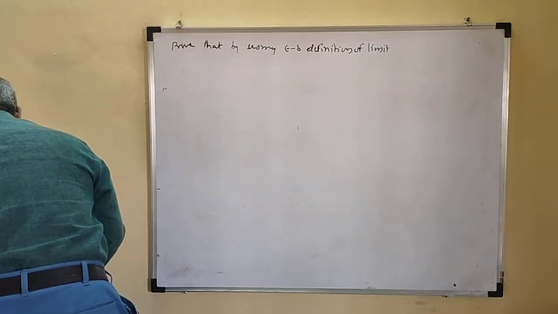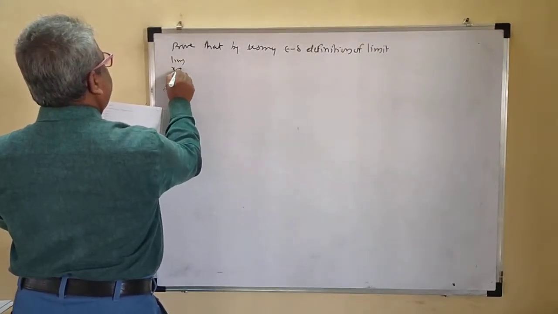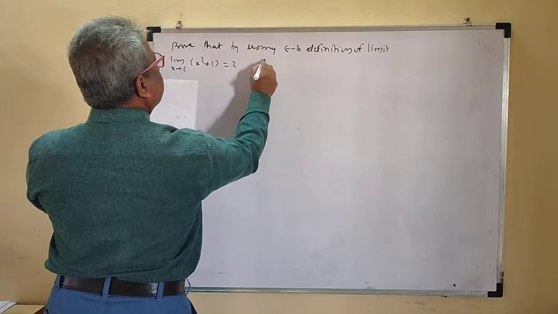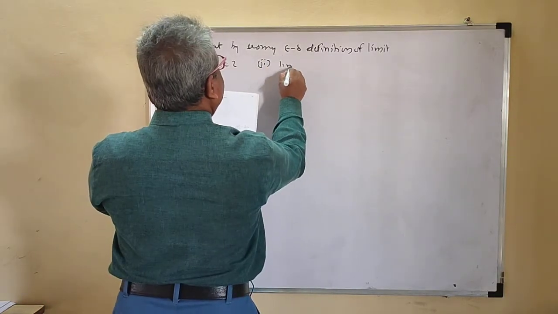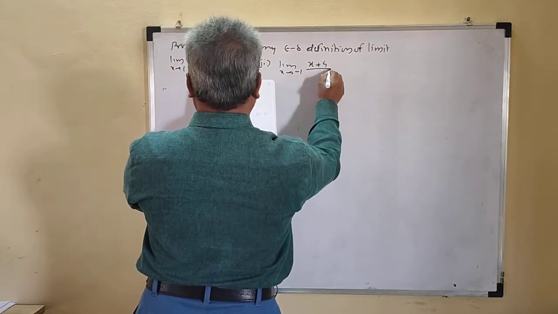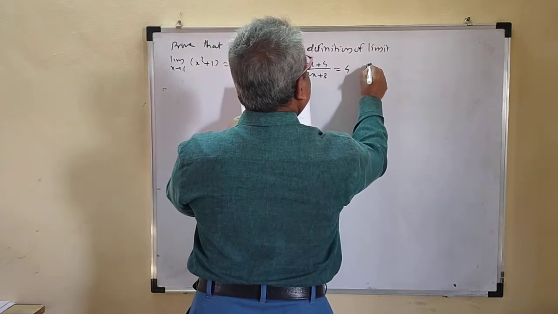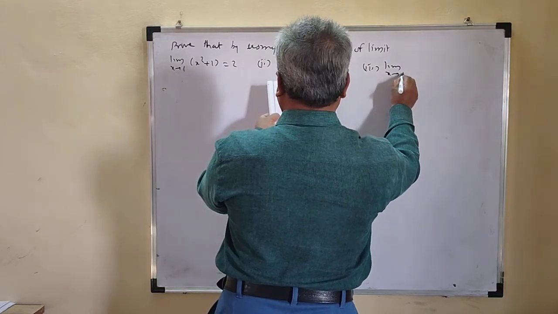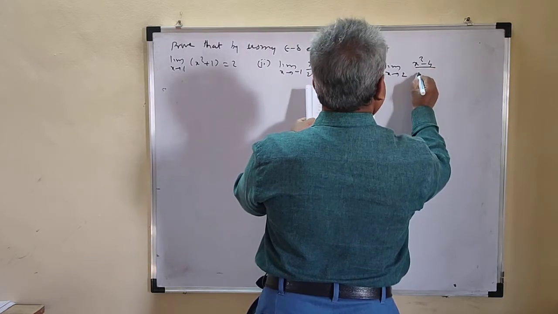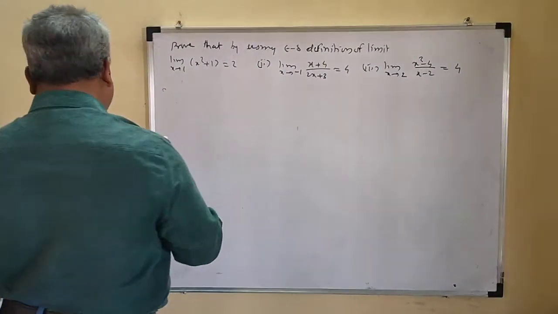So that the idea will be clear to you now. Limit x tends to 1, x square plus 1 is equal to 2. We'll take the second one. Limit x tends to minus 1, x plus 4 upon twice x plus 3 is equal to 4. Third one, limit x tends to 2, x square minus 4 upon x minus 2 is equal to 4. Okay, so we'll solve these three problems.